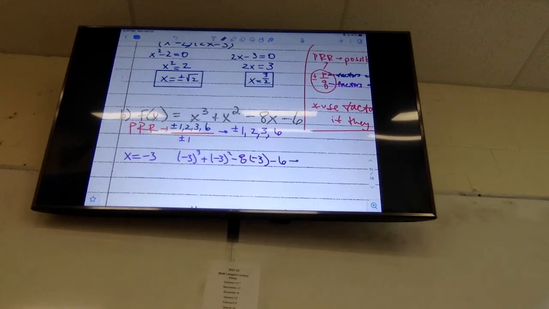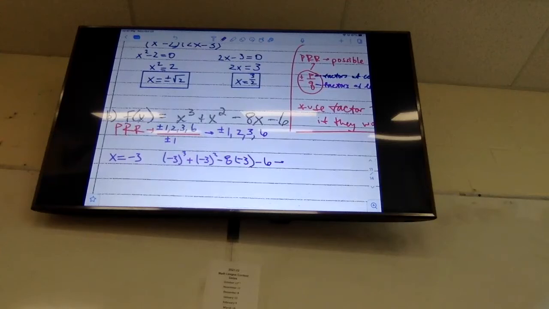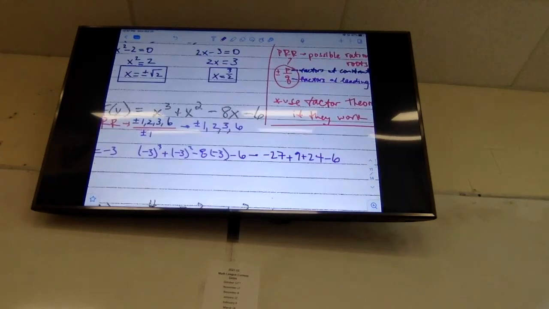I already told you this should work, so we should get the right answer. -3 to the third is -27. -3 squared is going to be +9. -8 times -3 is +24, and then we're going to minus 6. So if I do -27 plus 9 plus 24 minus 6, I get 0, so that's good. I didn't know what the factor was earlier, so I had to check 1 and -1 and 2 and -2 and 3 and -3, and then finally I found it. So I didn't make you guys go through that, but you might have to.